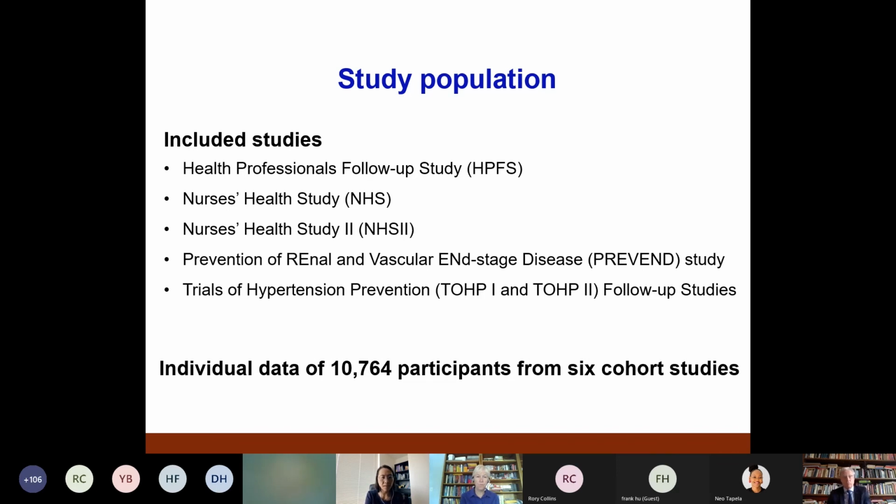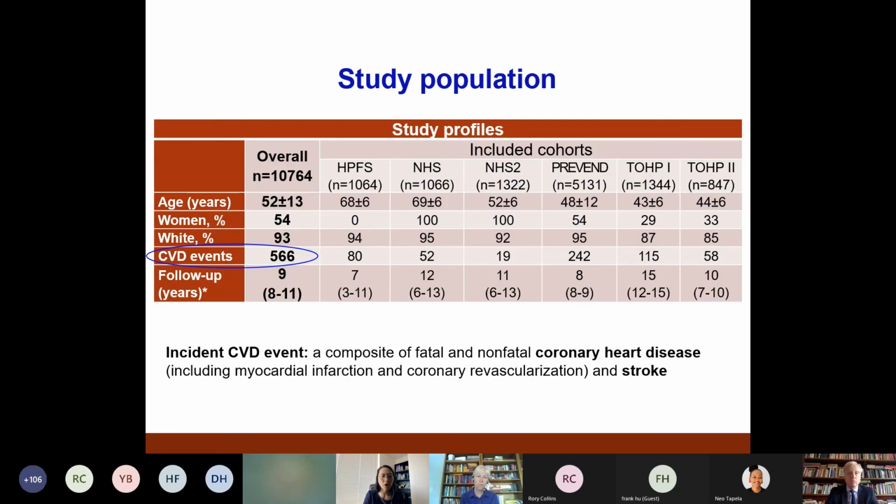And in the current analysis, we excluded those with chronic kidney disease at baseline, as well as the TOHP 1 and TOHP 2 follow-up studies, which are landmark studies in the field and were described in Dr. Cook's talk. In total, we included the individual data of more than 10,000 participants from these studies. And this slide shows the profile of the included studies.